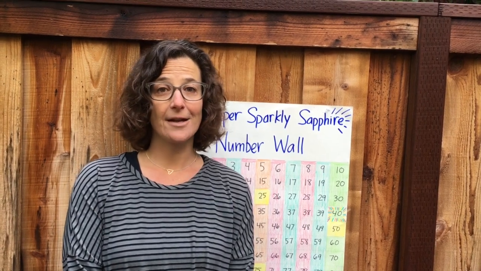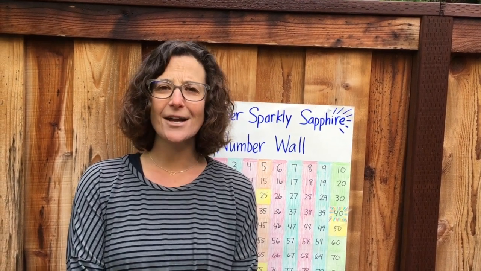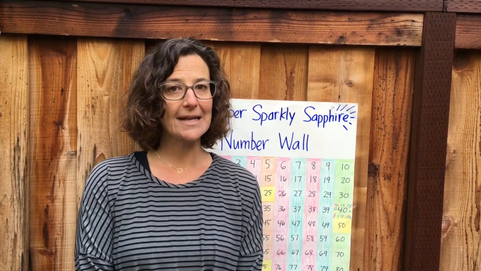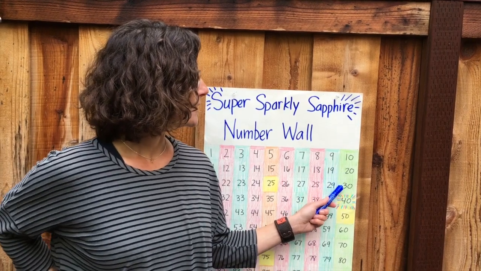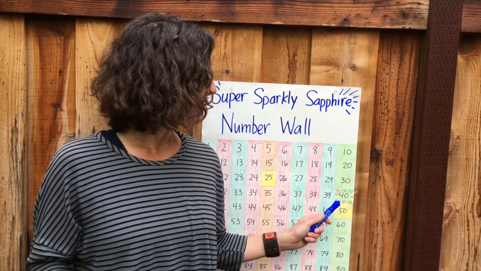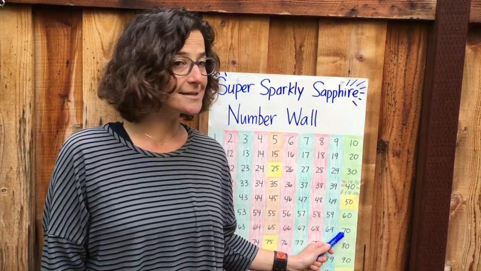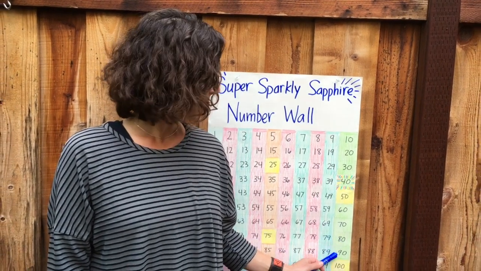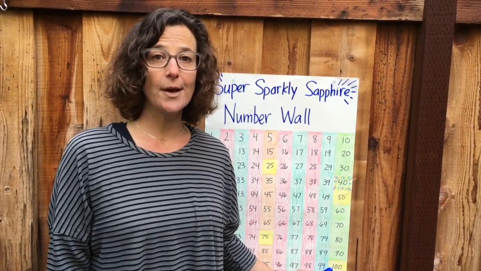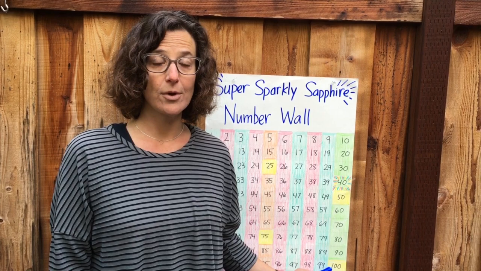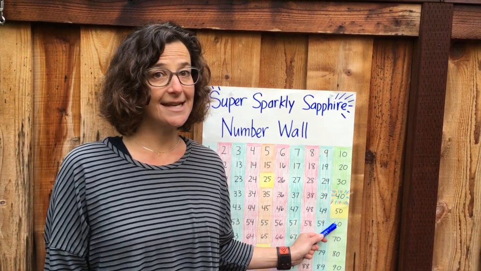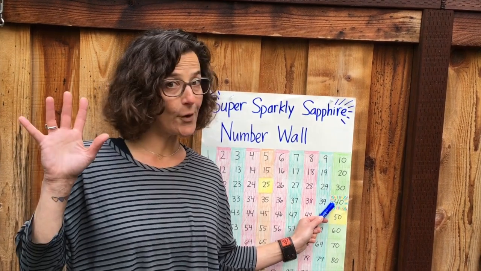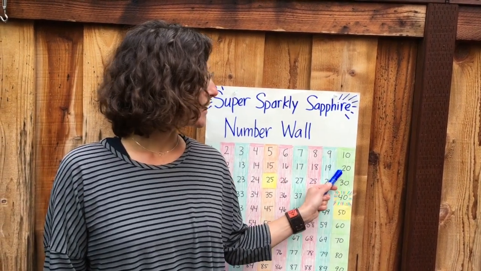Some of this skip counting can be pretty tricky, but 10s are easy because we've had so much practice. When you count by 10s, you start with 10. 10, 20, 30, 40, 50, 60, 70, 80, 90, 100. And if you want to go backward, you just go up. 100, 90, 80, 70, 60, 50, 40, 30, 20, 10.